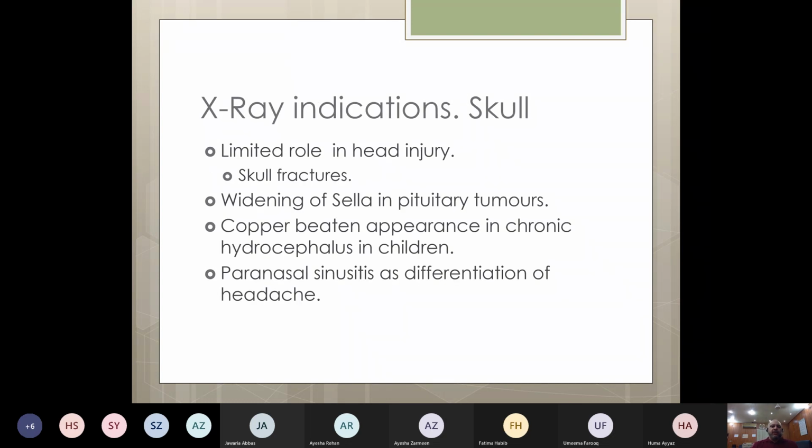And the indications of X-ray skull. There is a limited role of X-ray skull in head injury. You can only see skull fractures.